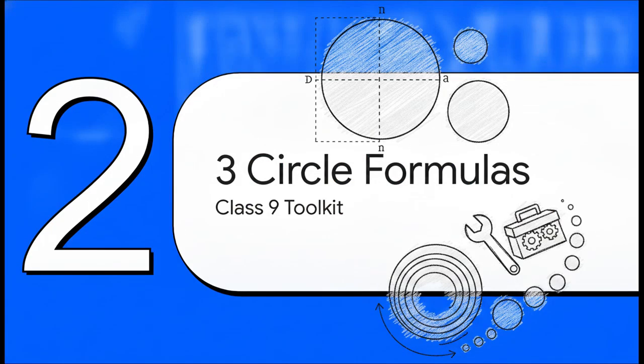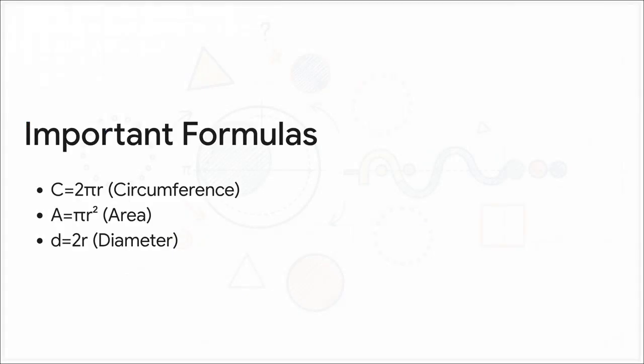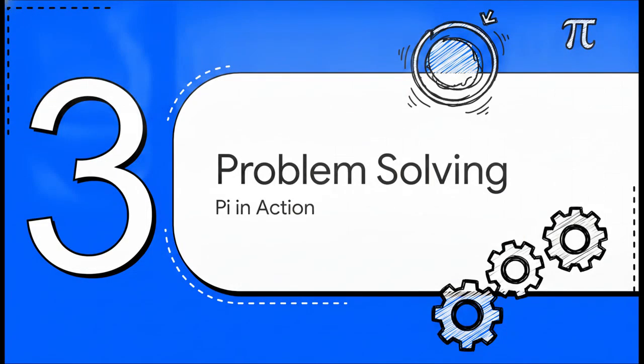Section 2. 3 essential circle formulas, the Class 9 toolkit. Let's shift gears for a second from all this infinite theory to some real practical application. Here are the big 3, the fundamental formulas you absolutely need in your toolkit. Number 1, circumference, where C equals 2 times pi times r. Number 2, area, where A equals pi times r squared. And number 3, diameter, which is just 2 times r. So the crucial point is, if you master these 3 equations, you essentially master the circle. It's the whole shebang.